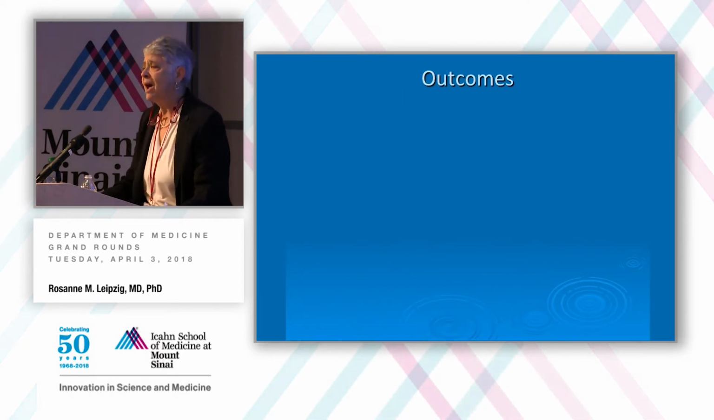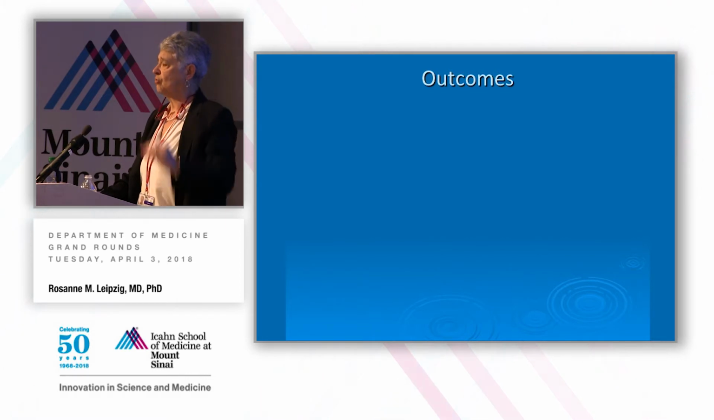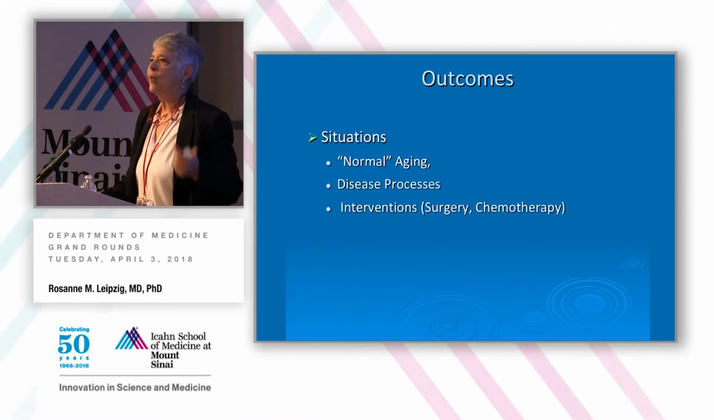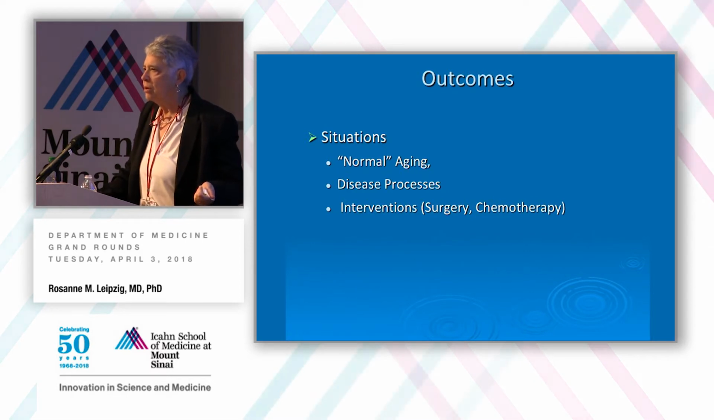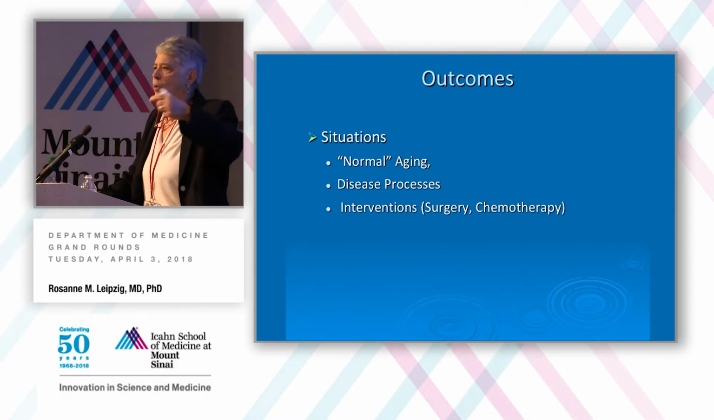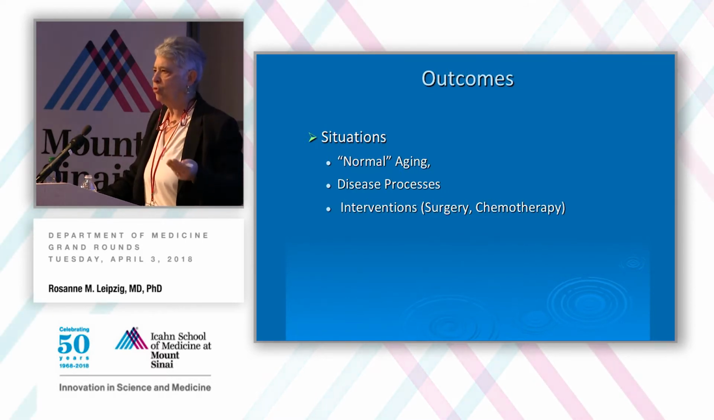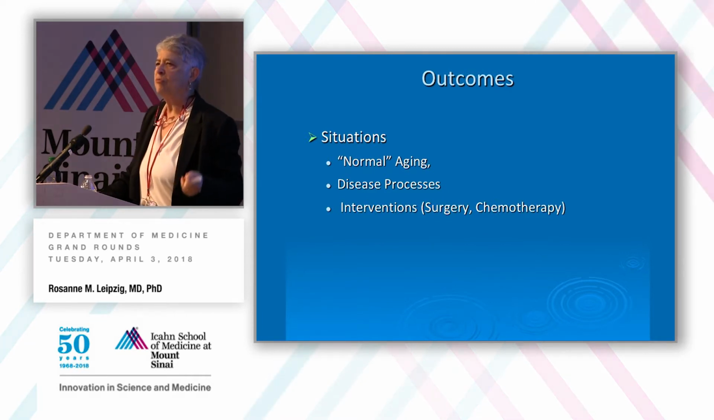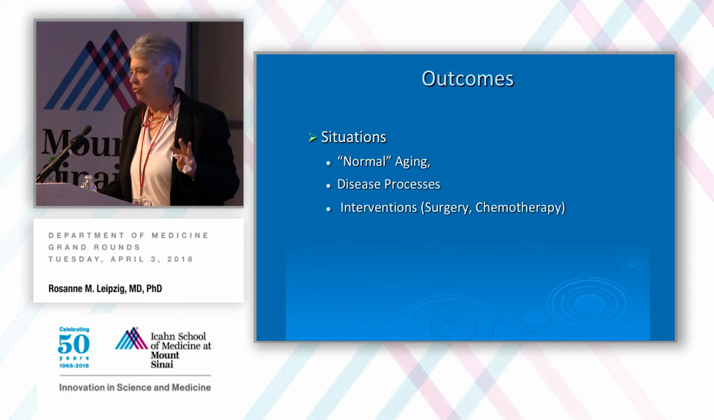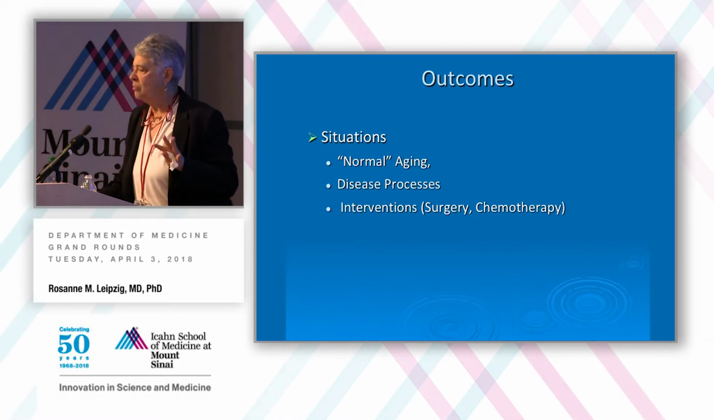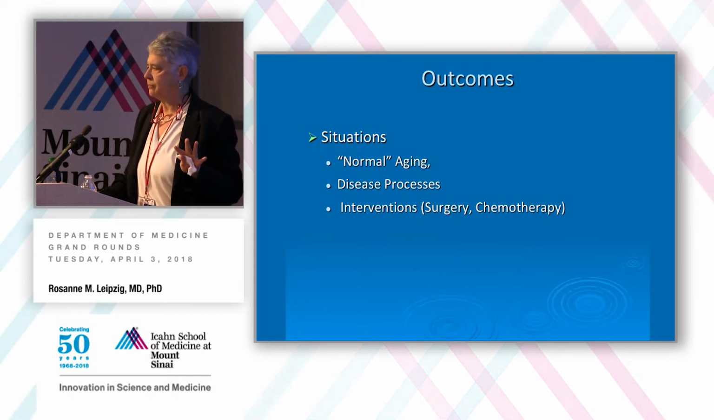So when we talk about outcomes, I divide them in two different sets. The first set are situations. So what are the outcomes of normal aging? Should I give a colonoscopy to this patient? And we'll show you that in a moment. The outcome for certain disease processes, and then the outcome for interventions.